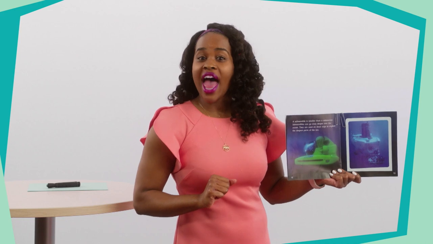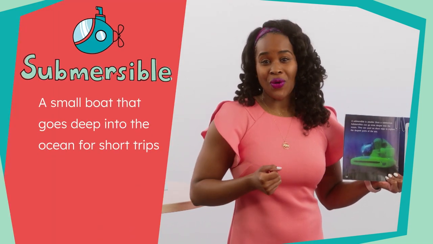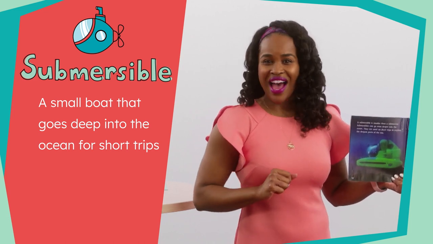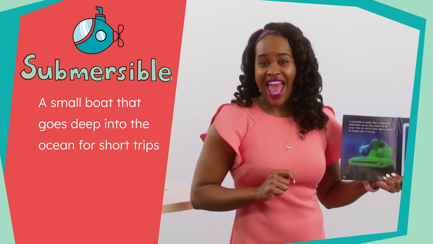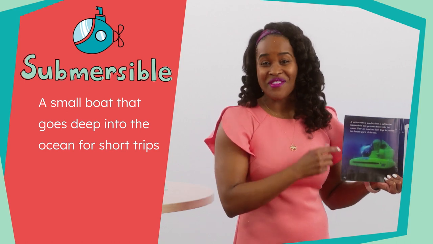So here's what we have so far. Submersibles are small boats that move and stay underwater. They go deep into the ocean, and they are used for short trips. Let's put all of these important parts together to create our final definition for the word submersible. Submersible, a small boat that goes deep into the ocean for a short period of time. Perfect. Now, the definition for submersible includes all of the important information from the text.